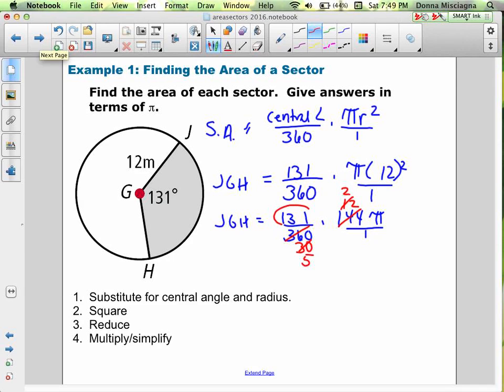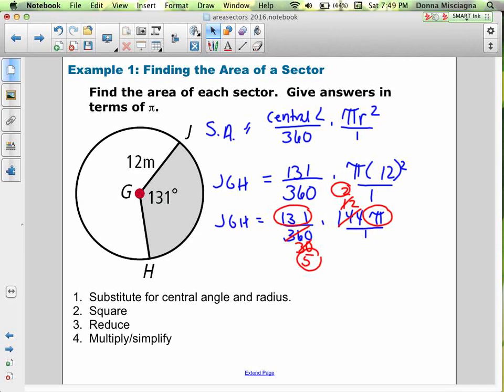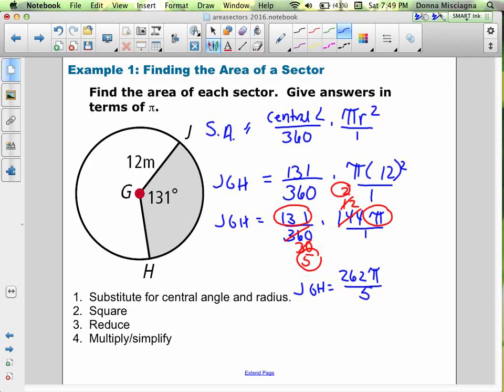So we've got 131. We've got a 2. Of course, we have the pi. And then we have a 5 in the denominator. So that means the area of the sector JGH is going to be 131 times 2, which is 262 pi over 5, and this is in meters squared. And there we go. All right, so it's just as easy as setting up your formula, squaring, reducing, and then multiplying and simplifying. All right, let's do another one.